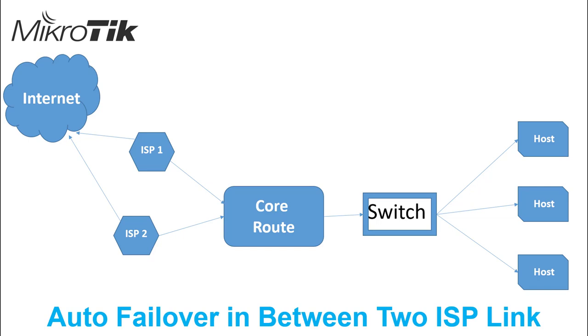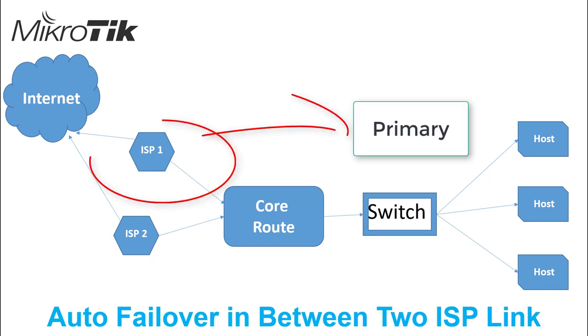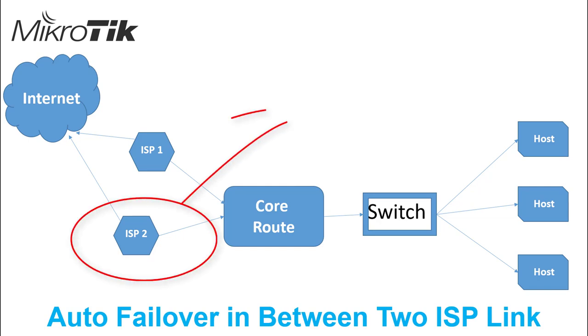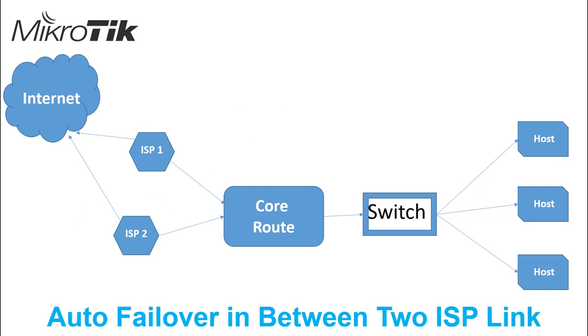Failover on MikroTik routers is super simple. If you have two routes to the internet, you can make one the primary, and if it goes down, fail over to the secondary. Let's go to the MikroTik router and try the configuration.